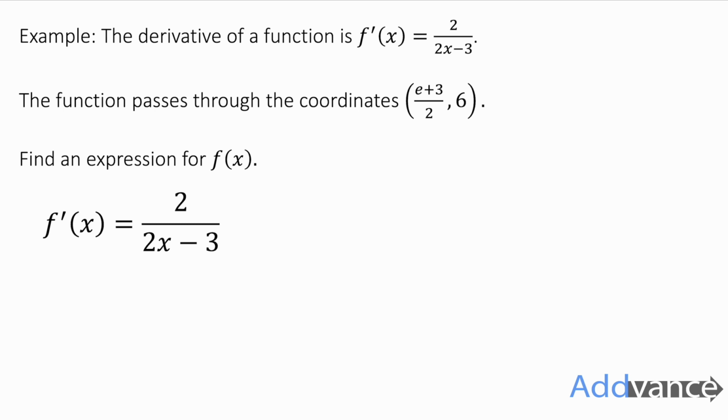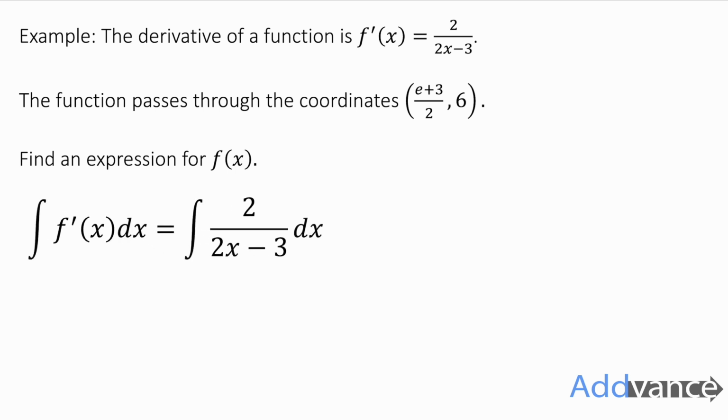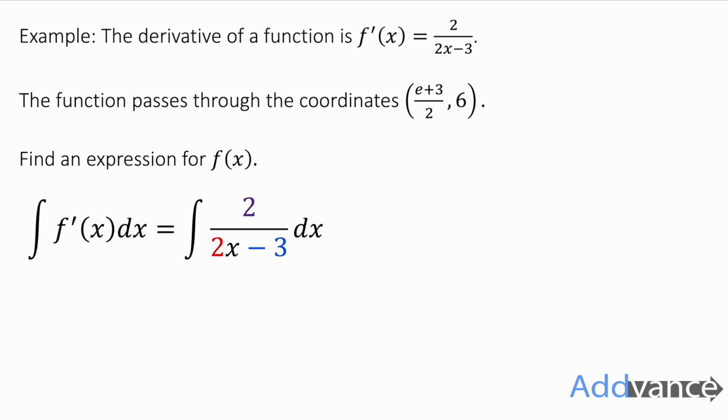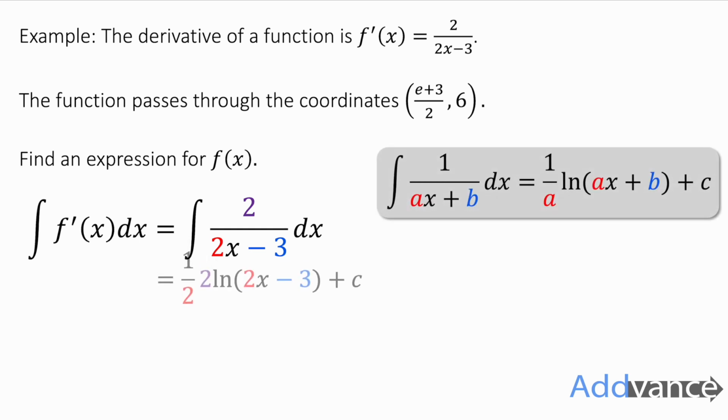Okay, so we've got the derivative of f here, f dash of x, and we're going to integrate it to find f of x. So if we integrate f dash of x, we get f of x. And we're going to use our rule here for integrating 1 over ax plus b, and we get 1 over a ln of ax plus b plus c. So we take the 2x minus 3 and we're going to divide by 2. And when we do this, we get 1/2 times 2 ln 2x minus 3 plus c.